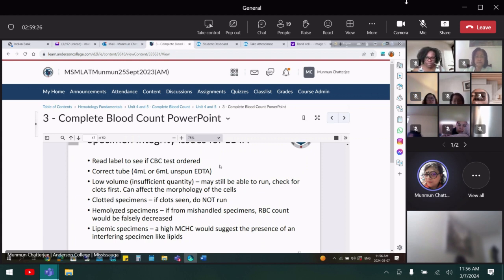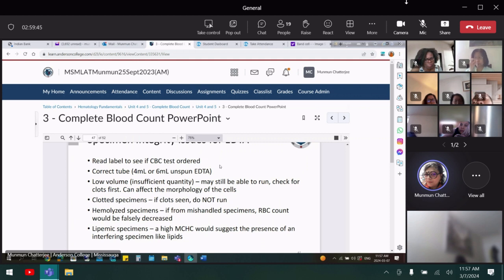If it is not clotted and the volume is okay, minimum 1 ml, you can run it. But if it is really low volume, then you cannot run it. If it's less than 1 ml, it's hard to run. So if there is a clot, no way. Even if anyone requested, reject the sample.